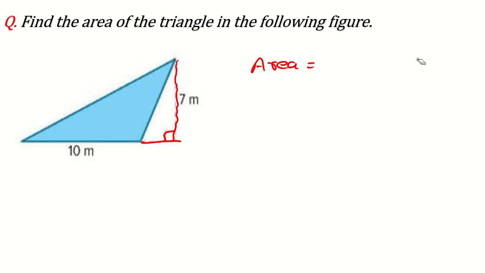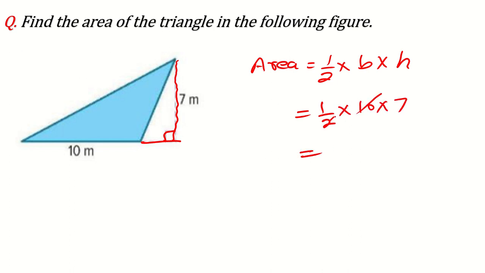So first you will write the formula every time. Half times base times height means half times 10 times 7. 10 divided by 2 is 5, and 5 times 7 is 35 meter square.